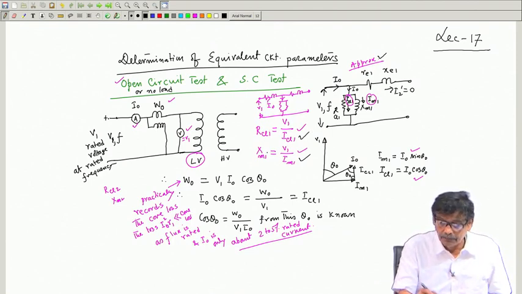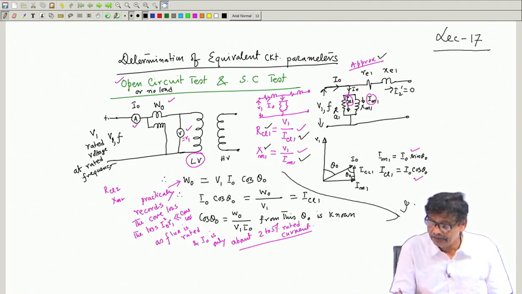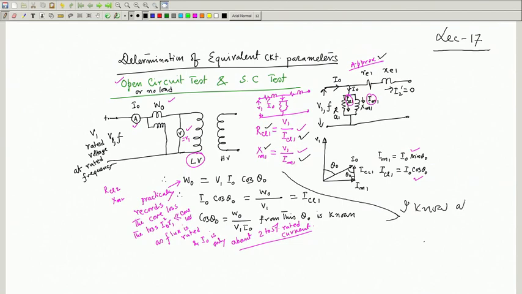So, the moment you have calculated Rcl1 and Xm1, I know also Rcl2 and Xm2. I can always calculate them by multiplying or dividing with a square, as the case may be. Now, today the next test we will discuss is the short circuit test, and in the short circuit test, you will get these two parameters Re1 and Xe1.